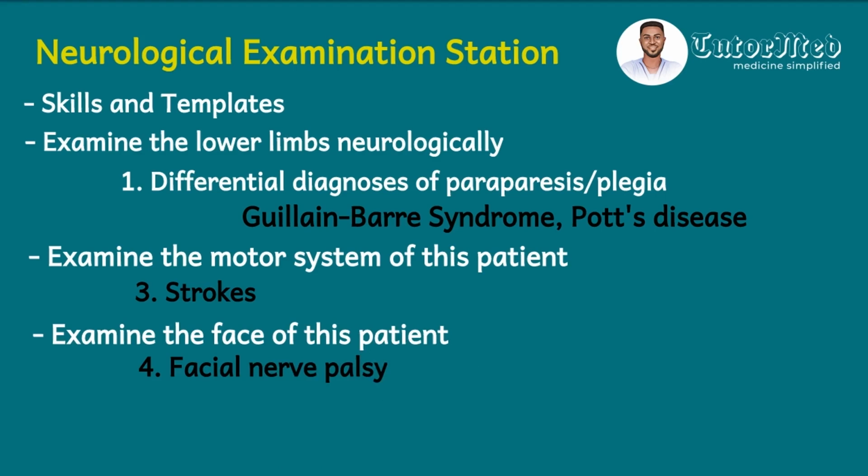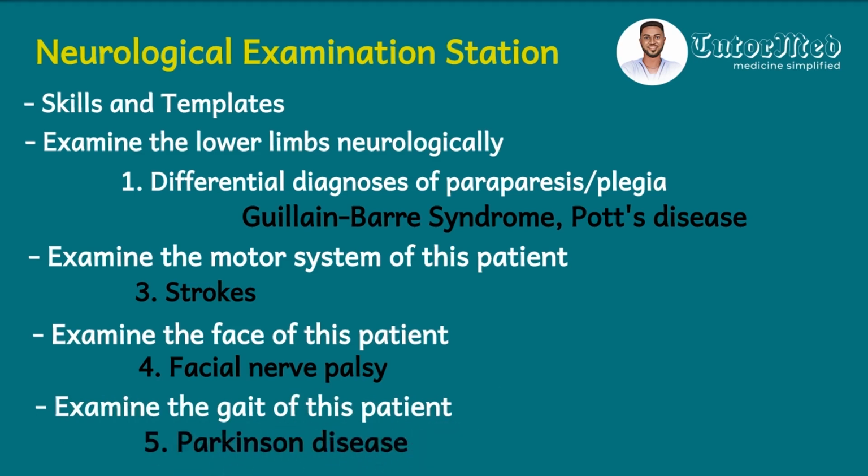Although in some cases, the nerve palsy here is oculomotor nerve palsy. But even for that case, you may be asked directly to examine cranial nerve 3. Once you hear examine the face of this patient, more often than not, it is facial nerve palsy. Then the last instruction can be, examine the gait of this patient. Then we are going to discuss Parkinson's disease. You need to know it inside out. You may also discuss cerebellar conditions. You also have to know that inside out.